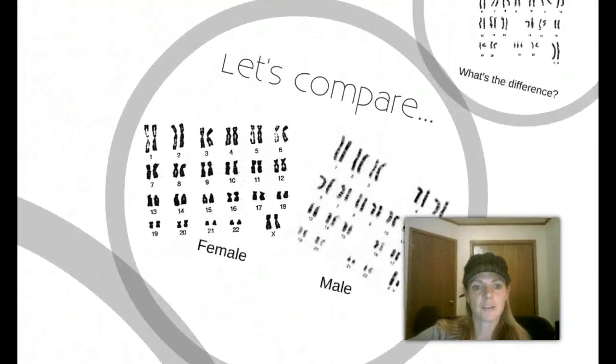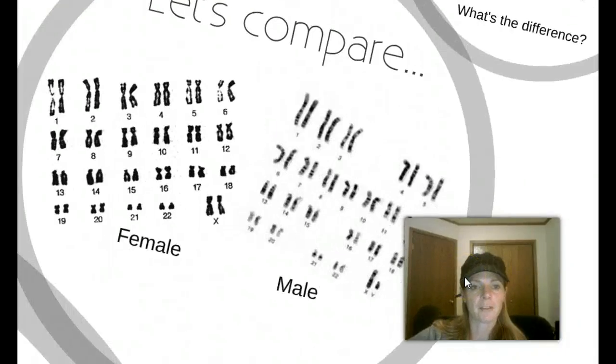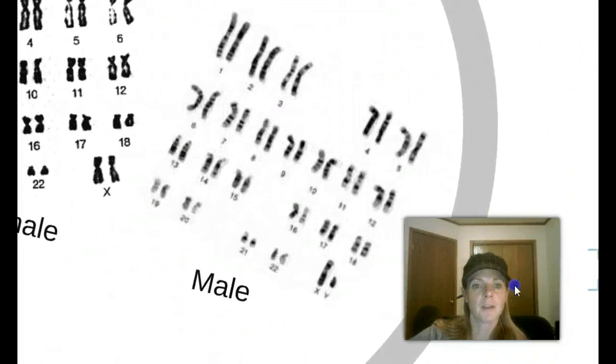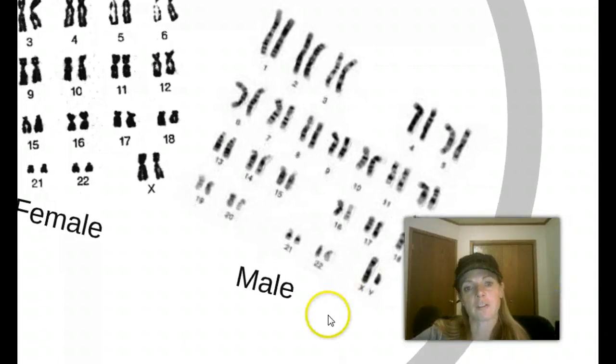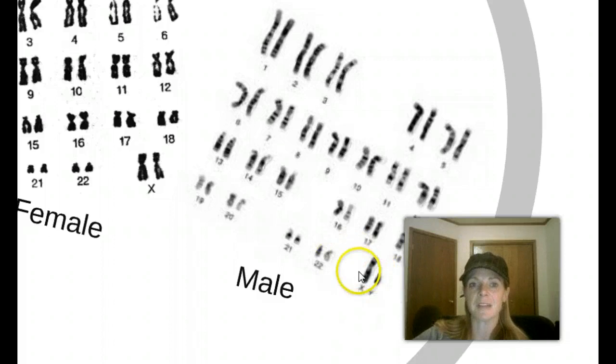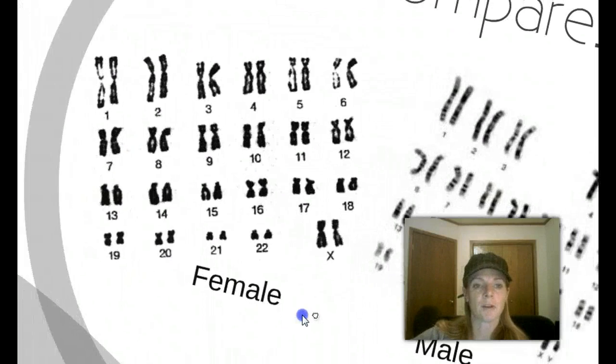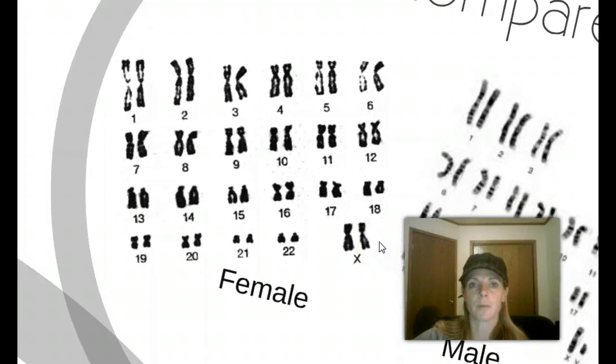Let's compare the male versus the female. I'm going to make this a little bit larger so you can see it. Let's look at the male first. You have two of each of these chromosomes, but down here at the sex chromosomes, you have an X chromosome and a Y chromosome. Anytime you see that, you're always going to have a male, okay? When you go to the female here, you have two X chromosomes. So that's what makes us male versus female: females have two X chromosomes, while males have an X and a Y. You can instantly see the difference there.